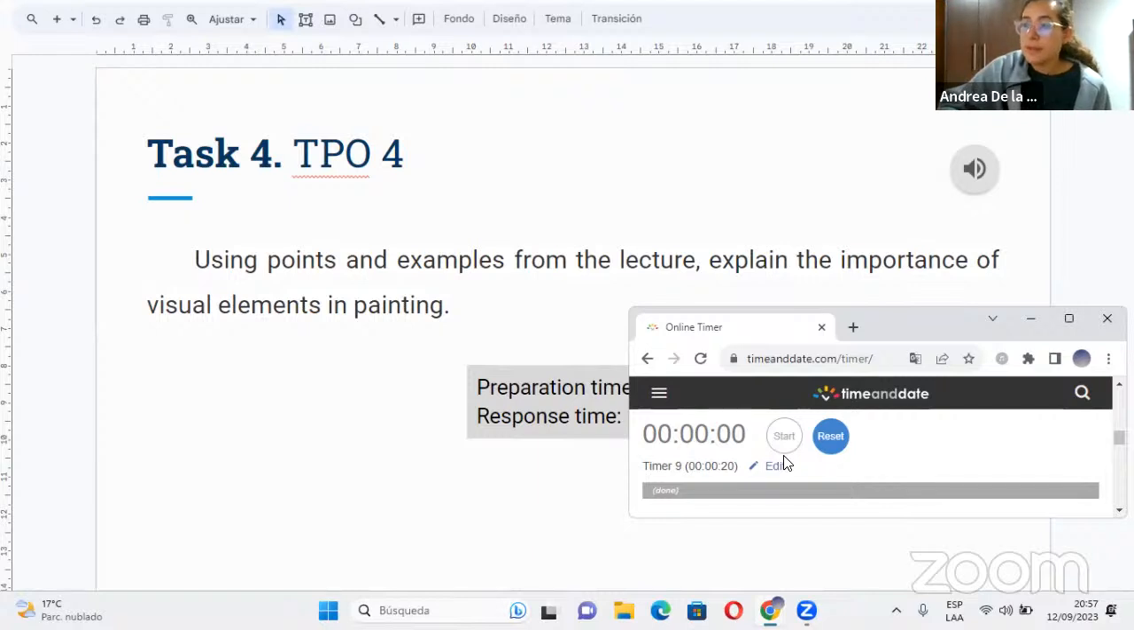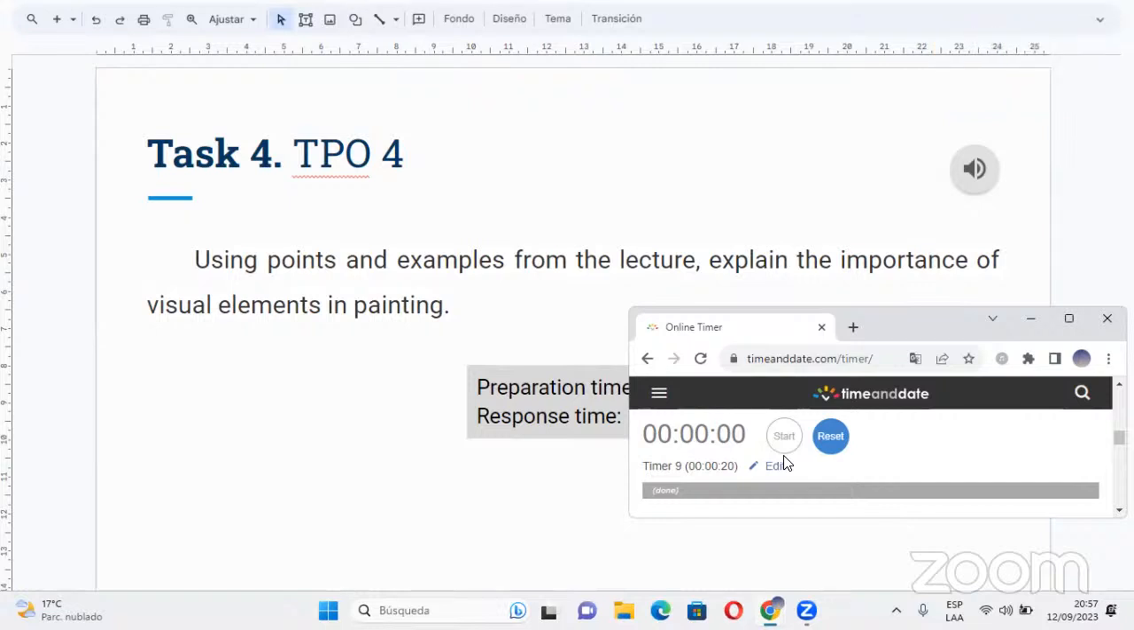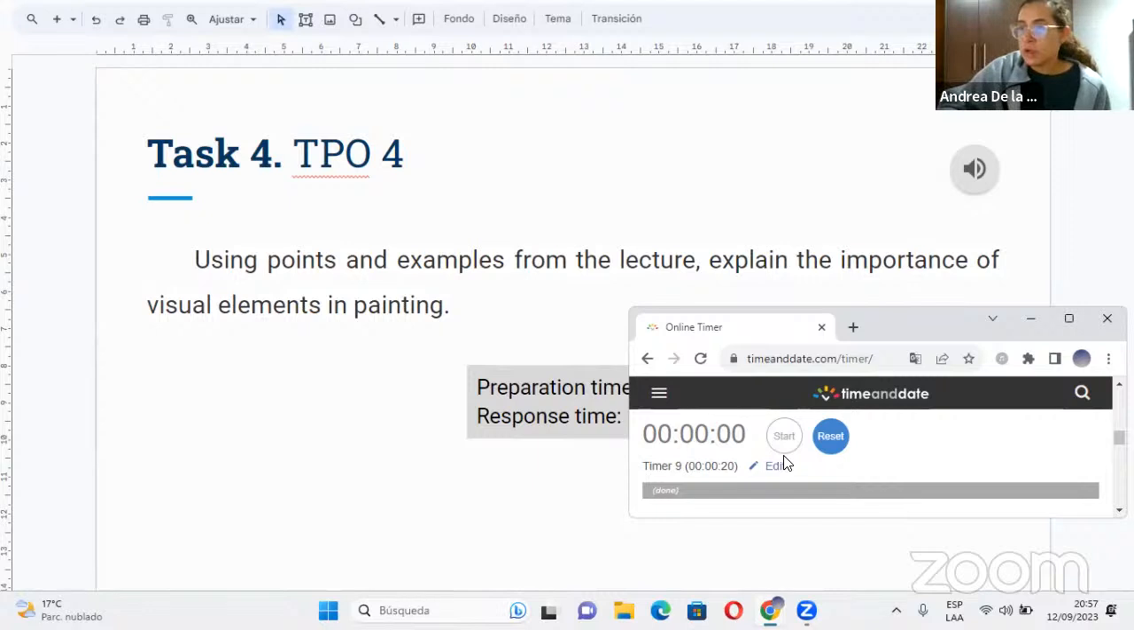Okay, guys, so the topic is the importance of visual elements in painting, right? Were you able to catch what the two subtopics were? We had two visual elements, right? The first one was? Color and texture. Exactly, color and texture.